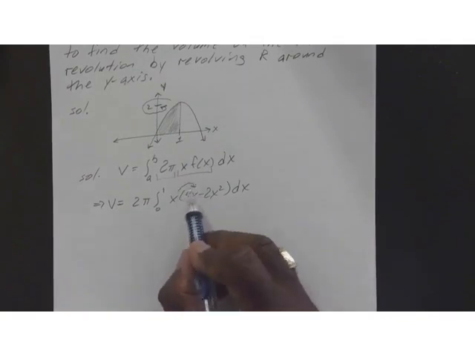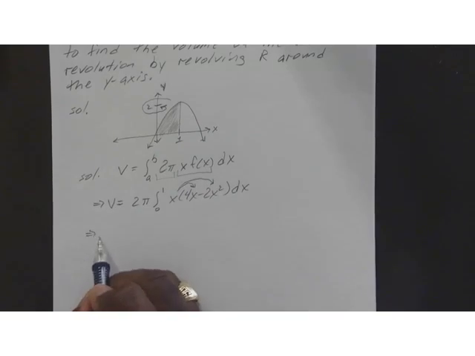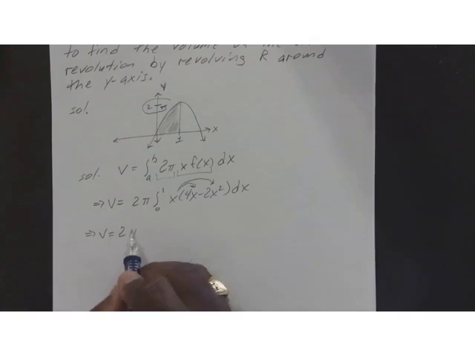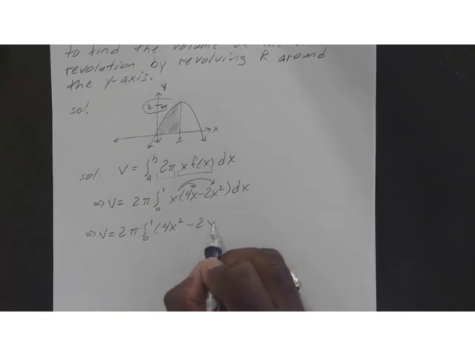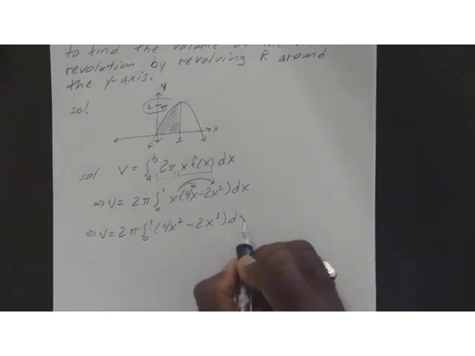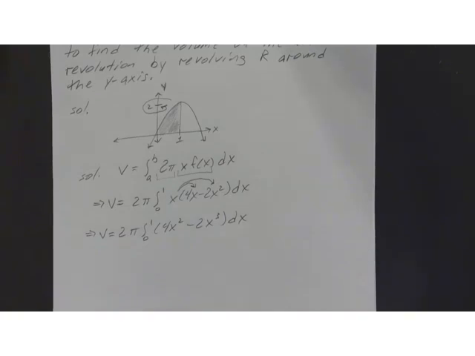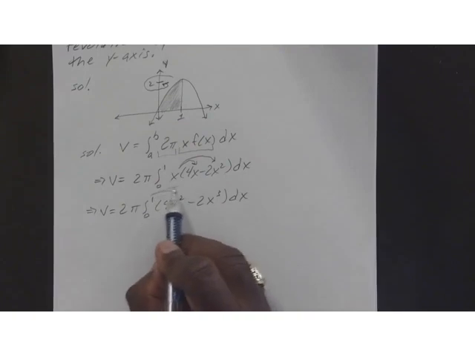So go ahead and distribute that x. Our volume is equal to 2 pi times the integral from 0 to 1 of 4x squared minus 2x to the third with respect to x. Now from there, we can just go ahead and integrate each term.